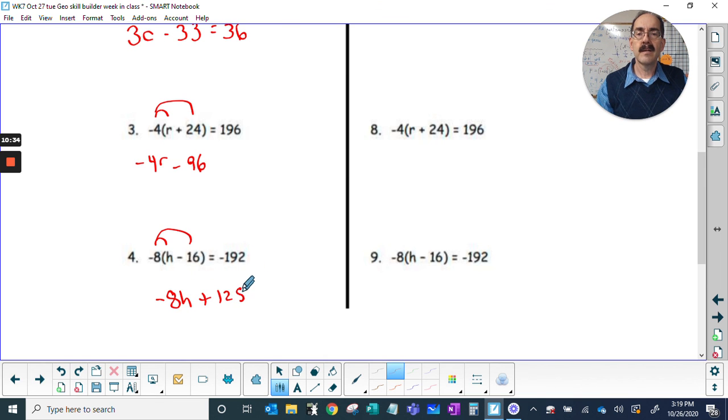So that's what we did in class. We didn't have time to finish them, but we're practicing solving and the distributive property.